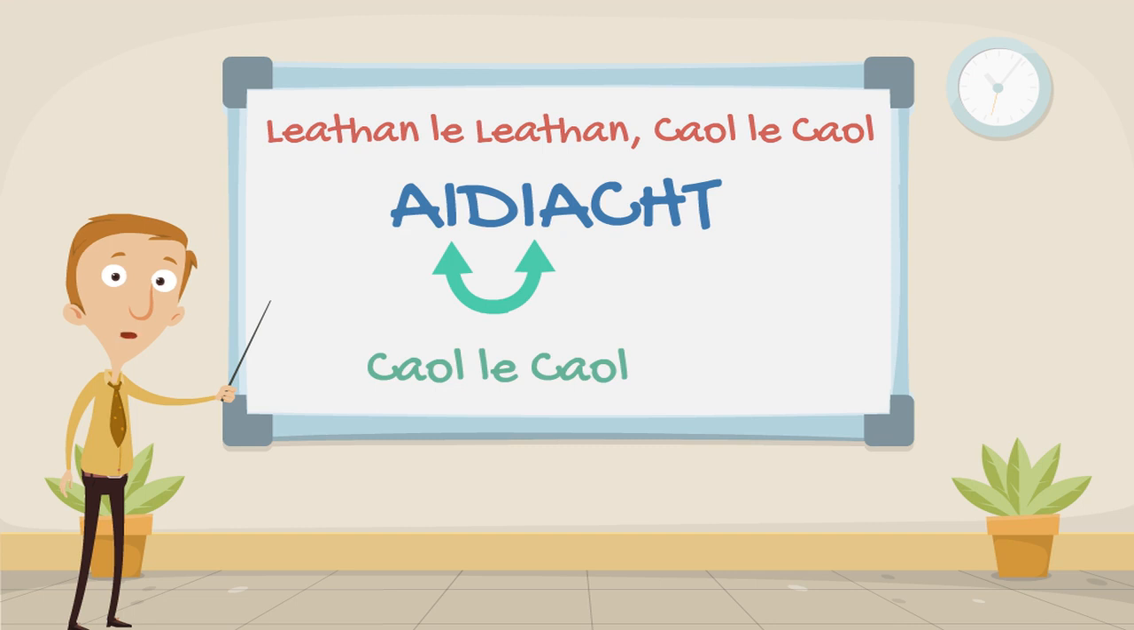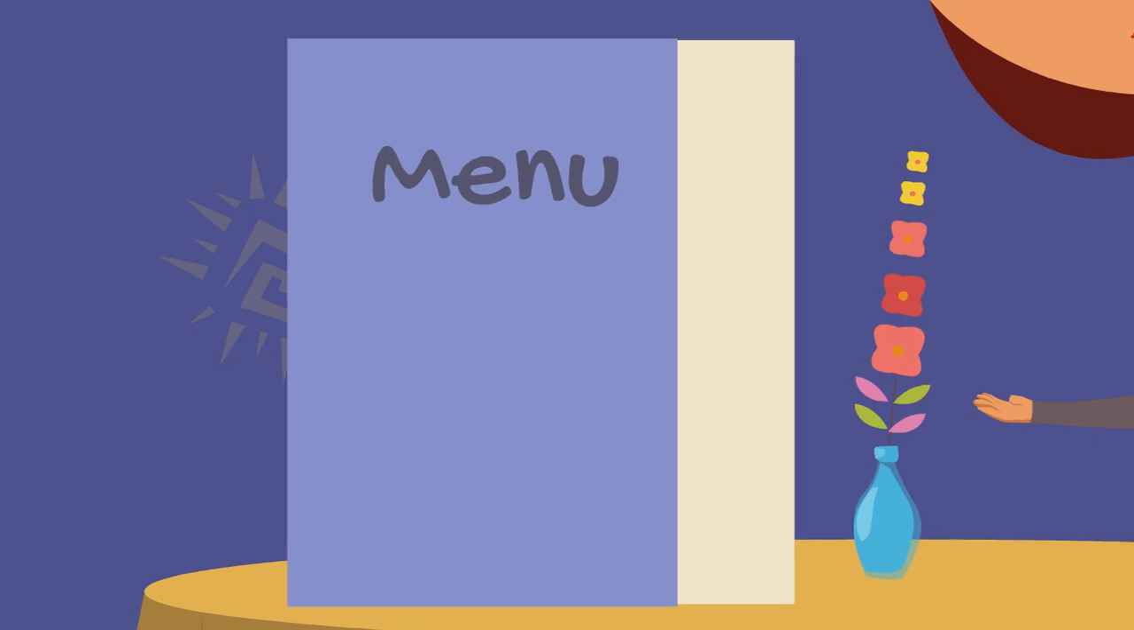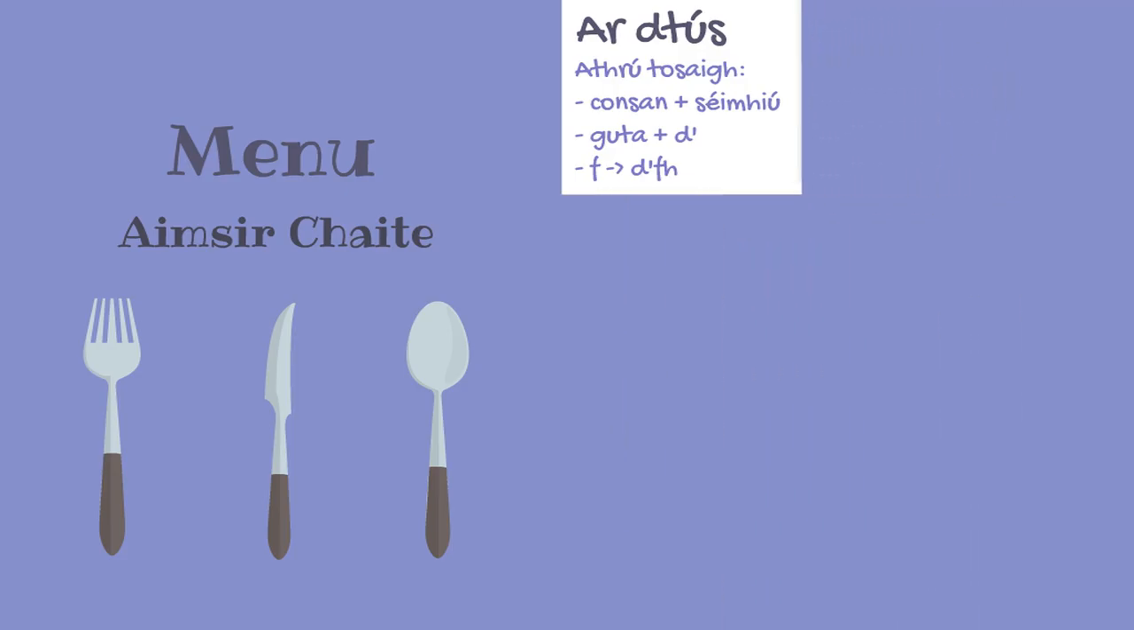Now back over to Louise to get you started on the past tense. Okay, back to the Chaite. First, we must do an urú tosaigh by changing the front of the verb. Verbs that start with a consonant take a séimhiú. Verbs that start with a vowel take a D apostrophe before the vowel. And verbs that start with an F change to D apostrophe FH. This always happens with regular verbs, regardless of the number of syllables.